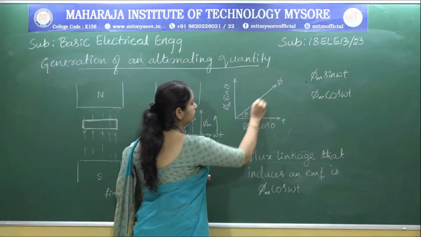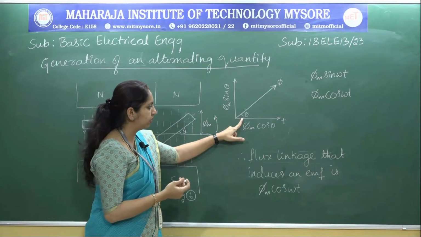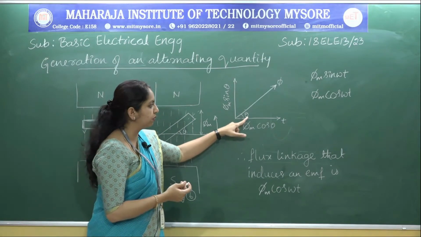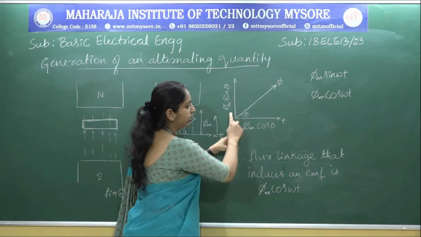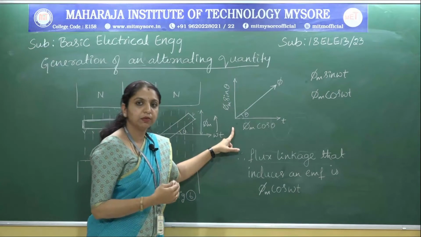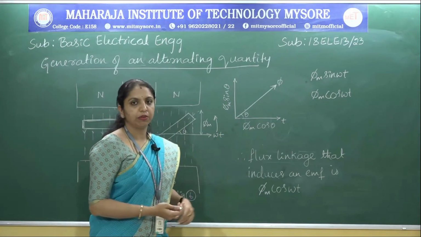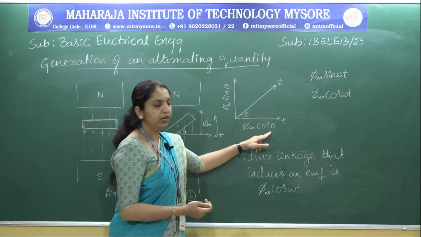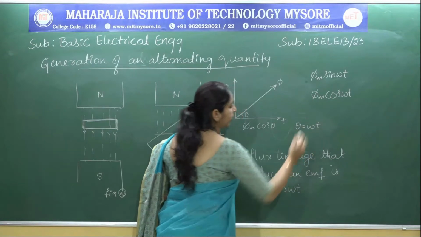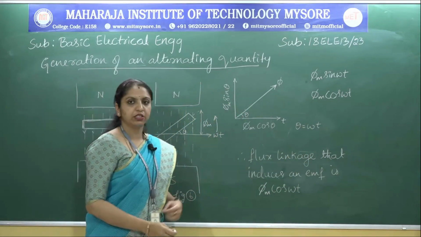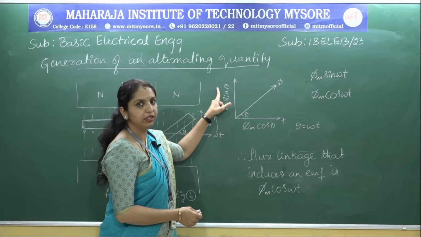Considering this as the conductor, it has now been rotated with the angle theta. As I have already told you, the maximum flux linking with it can be resolved into two components. One is phi m cos theta, where theta is equal to omega t, and the other is phi m sin theta.